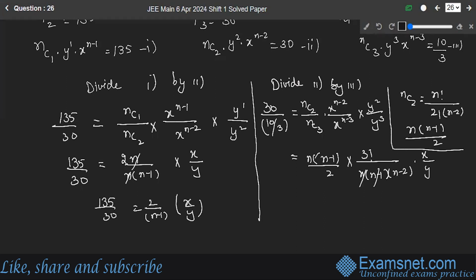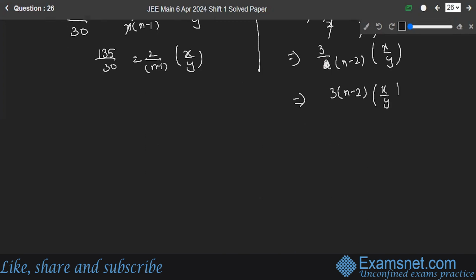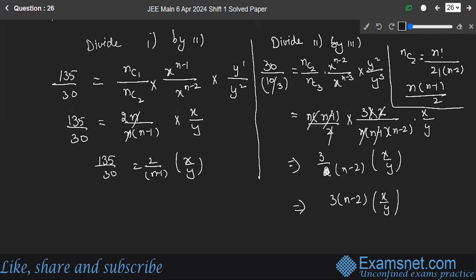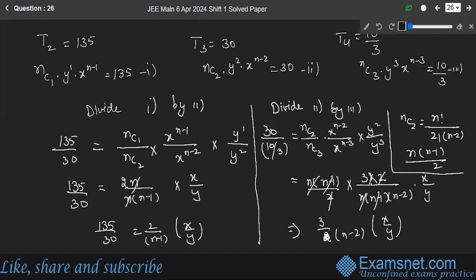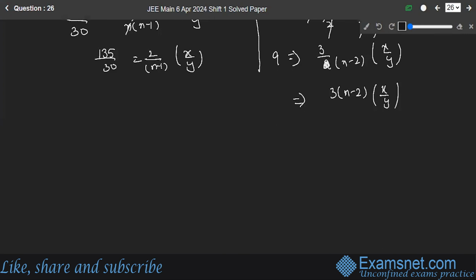Okay, so these two factors will cancel, and you will have 3/2 (n-2). See, this is 3 factorial, right? So this is 3 into 2. The 2 and 2 will get cancelled. So this will be equal to 3 into (n-2) into x upon y. That was equal to your left-hand side, which will be equal to 9. So these are the two expressions that I got. Correct. So let's solve it further.